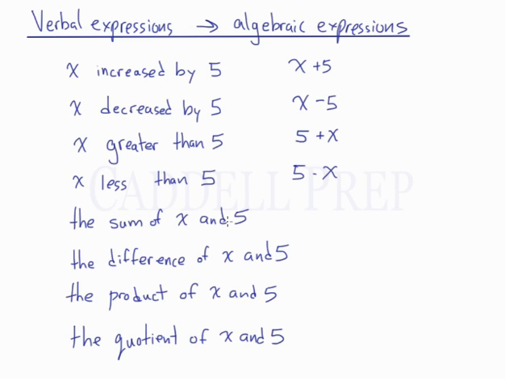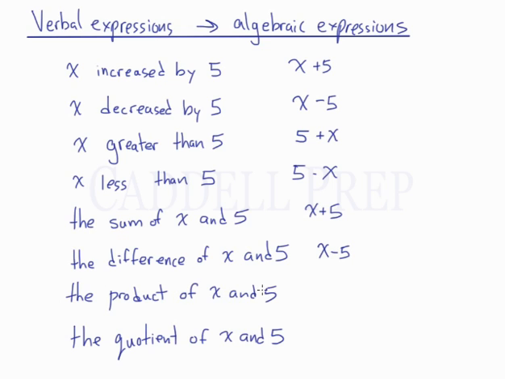Okay, the sum of x and 5. The sum is the solution to addition. So the sum of x and 5 would just be x plus 5. The difference of x and 5, so difference is the answer to subtraction. So this would be x minus 5. Do it in the order that's written.